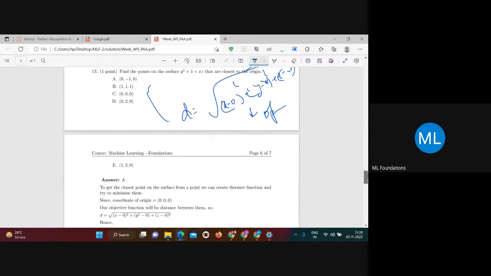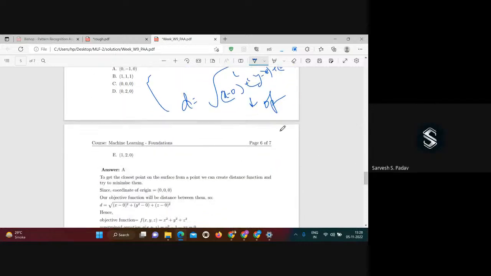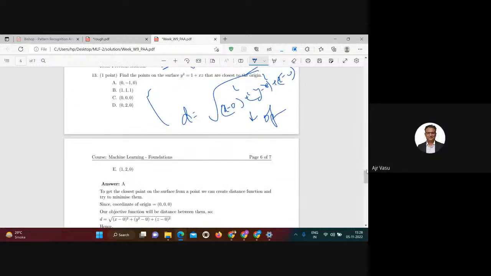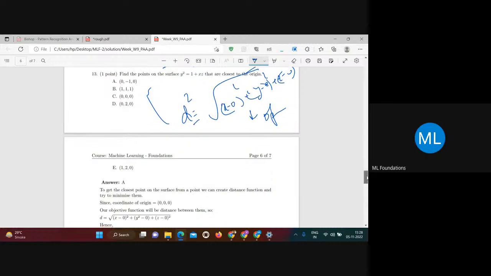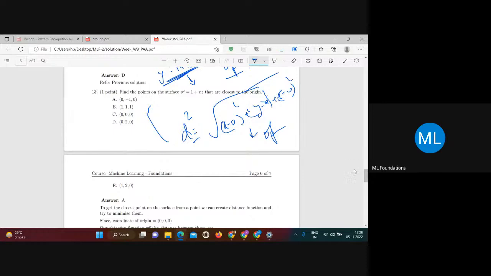So now you can start. Sir, we could also minimize distance square, right? Yes, you can minimize distance square, whichever you want. The square root is there, so that would complicate things more. That's why. Yeah, it will become a bit complex. Correct. And this type of problem you can expect in the exam also.